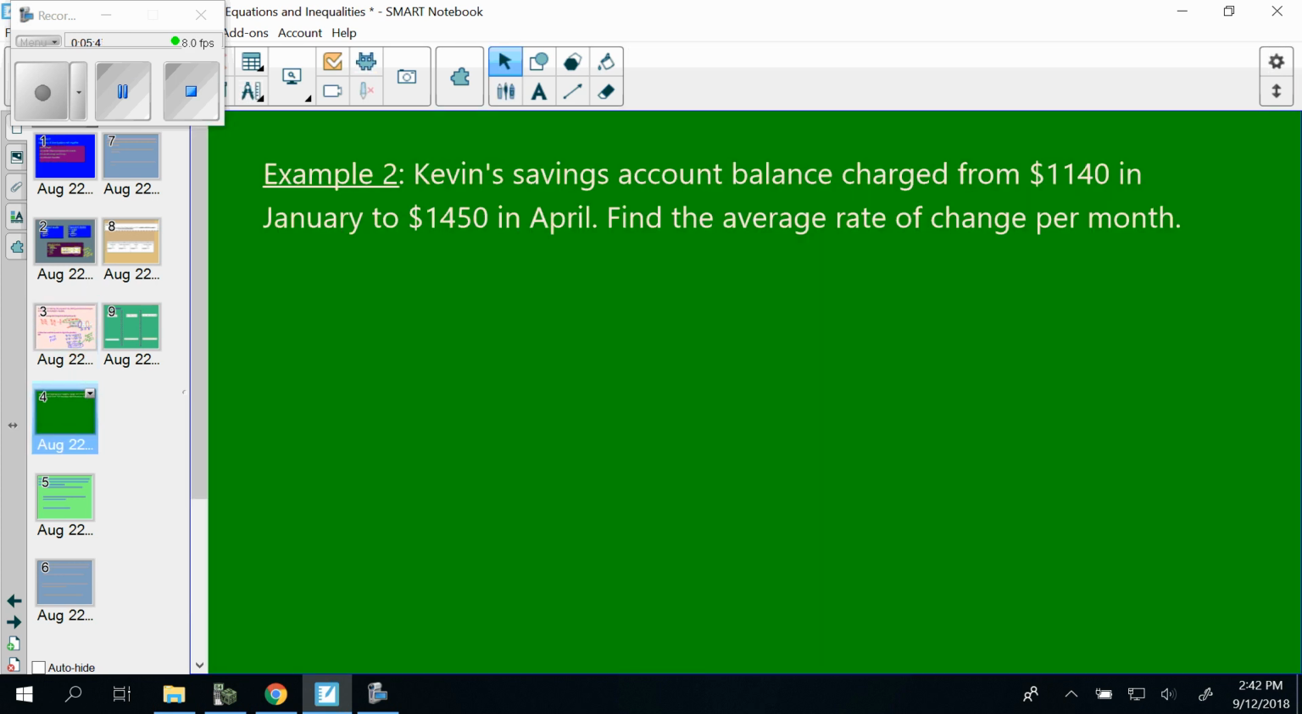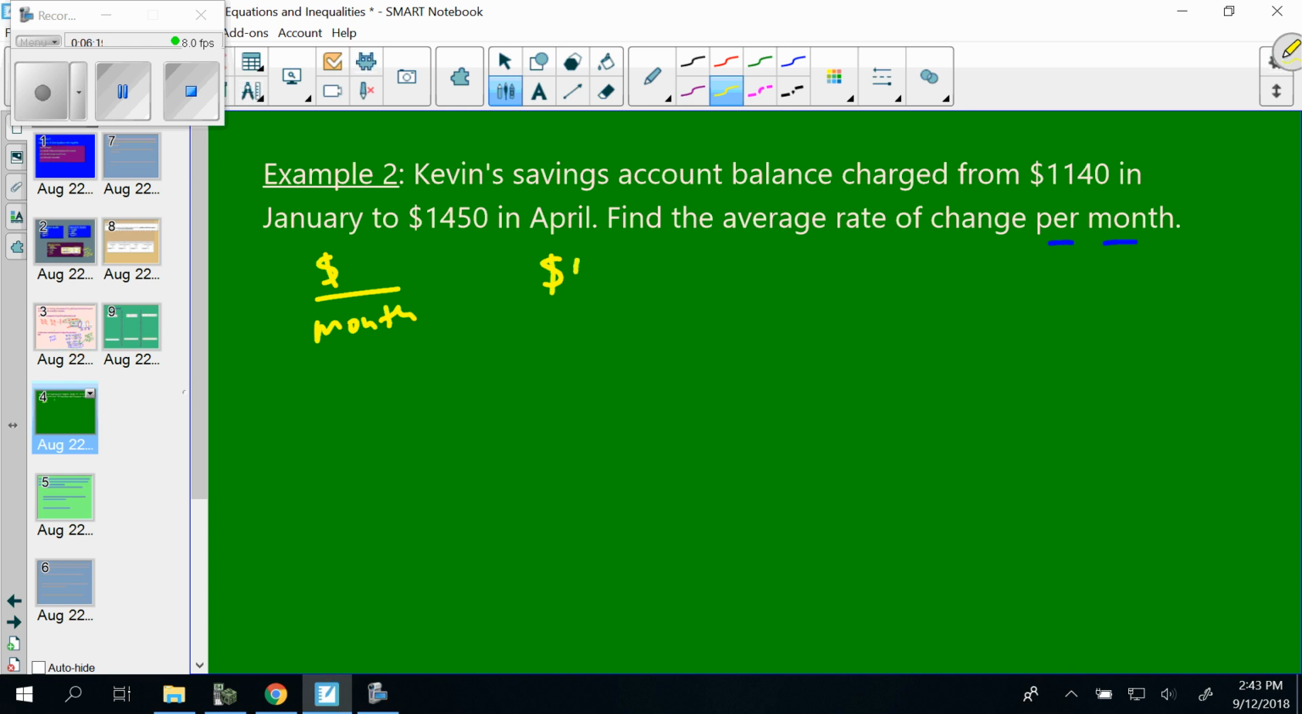Okay, second example. Kevin's savings account balance changed from $1,140 in January to $1,450 in April. Find the average rate of change per month. So you can see here, per month tells us we want months on the bottom. We want to have months on bottom and the money on top. So when we're subtracting these, we want to have the change in the dollar amount on top.